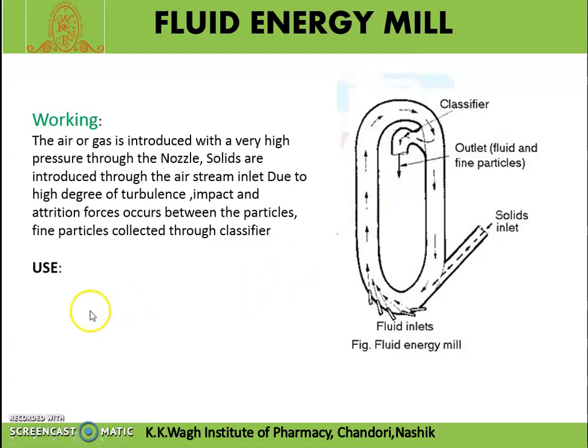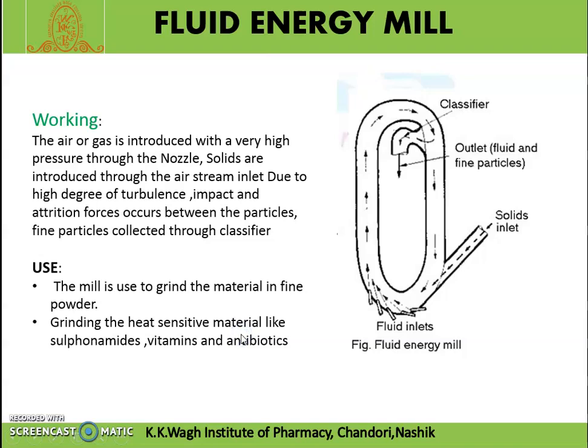The uses of the fluid energy mill are: the mill is used to grind material into fine powder. From the fluid energy mill we can get a very fine size of powder. Second, grinding of heat sensitive material. If you want to grind heat sensitive material like sulfonamides, vitamins, antibiotics, then this fluid energy mill is very useful.